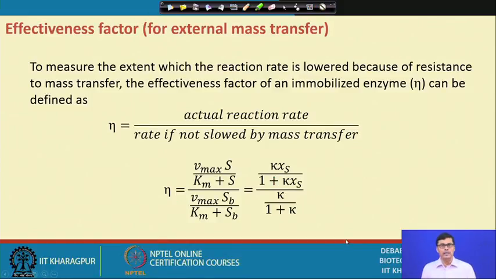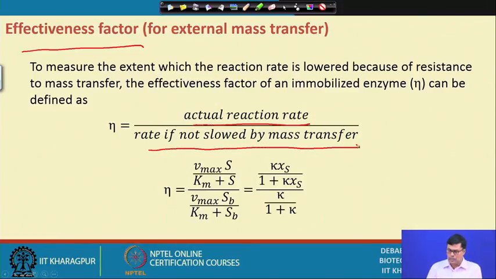Then there is another important term associated with the immobilized enzyme system or heterogeneous reaction kinetics, that is the effectiveness factor. What is the effectiveness factor? Effectiveness factor is the actual reaction rate relative to the rate if not slowed by mass transfer. What does it mean? Suppose this is a solid matrix and your enzymes are immobilized on here. Here the substrate concentration is S and in the bulk the substrate concentration is Sb. The actual rate of reaction depends on this substrate concentration.